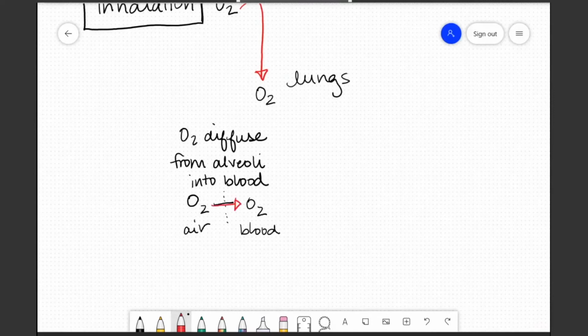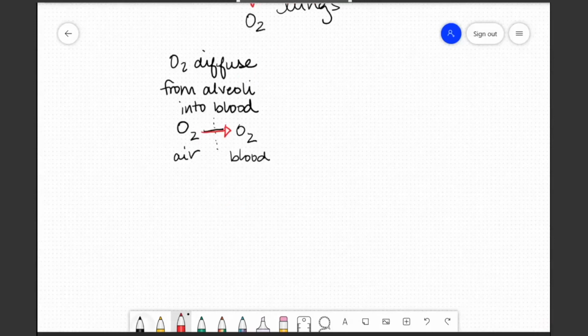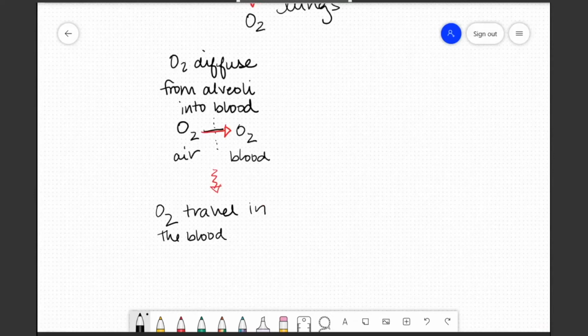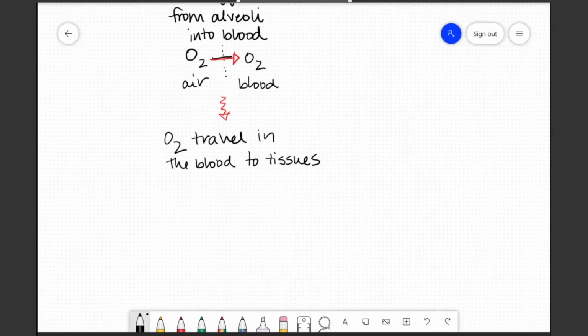And then what happens after this? We then have our O2, and it will actually travel. What it will travel in is the blood. And where it is headed is to all of the tissues of our body, wherever it needs to go. So it's going to travel throughout our entire system to get to whatever tissue it needs to go.